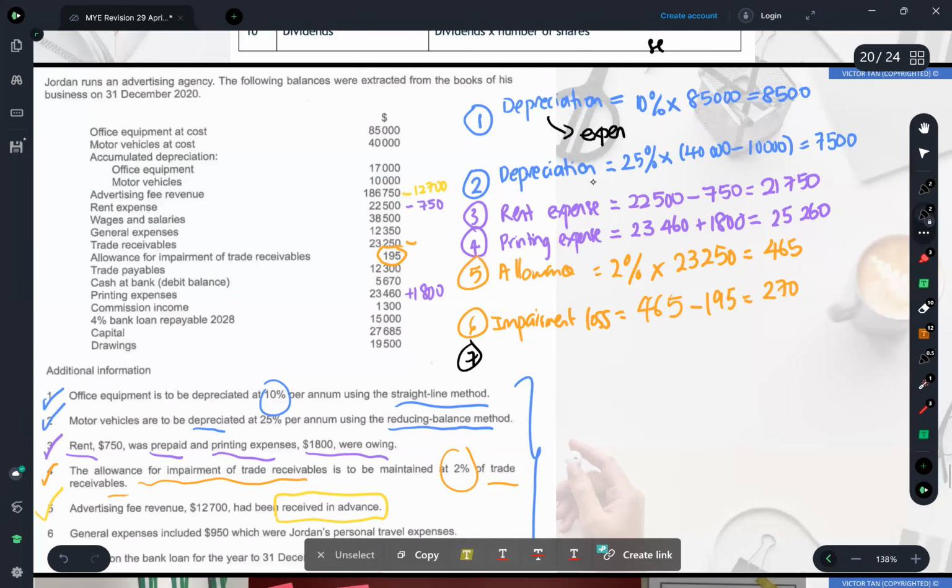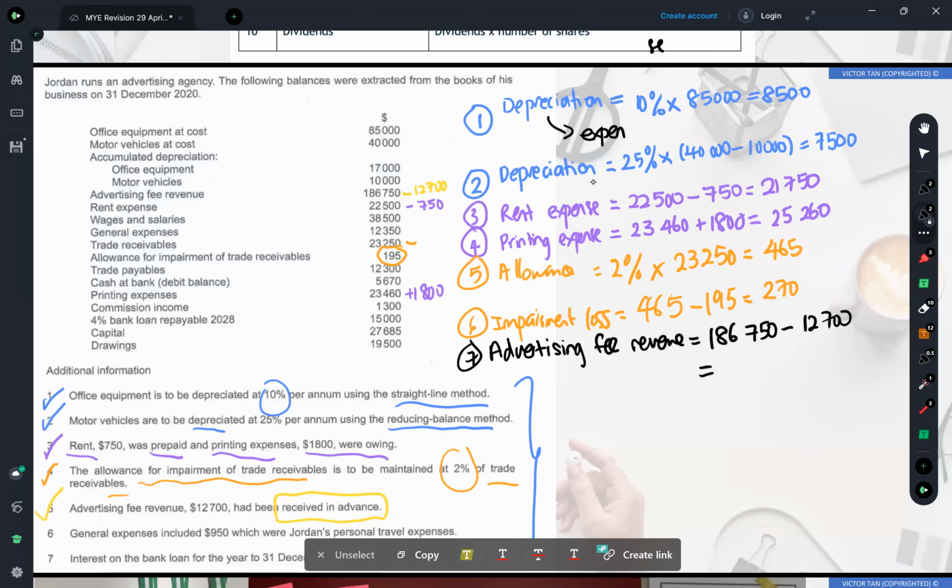Number 7, advertising fee revenue. Remember, advertising fee revenue is an income because you earn money through advertising. Like Facebook, now they have a lot of advertisements. So 186,750 minus 12,700 is 174,050. So this is one line. Remember, it's one line.